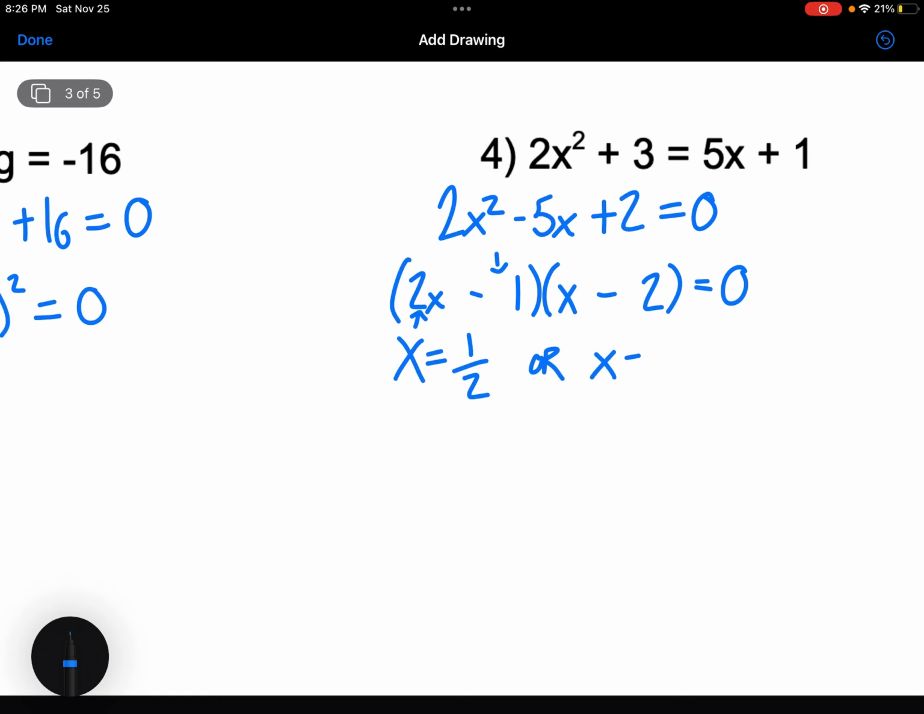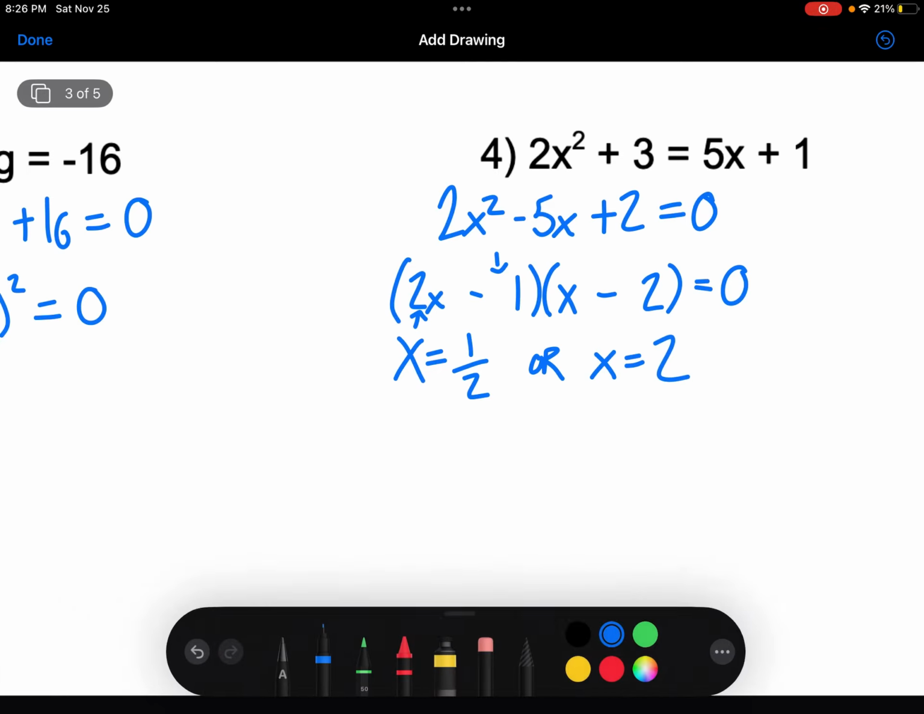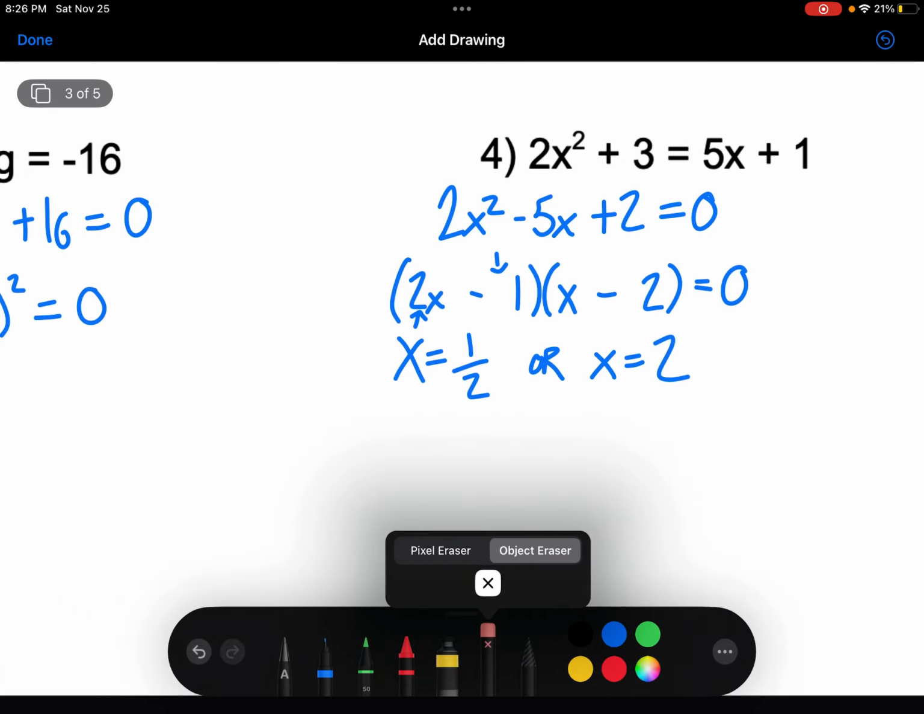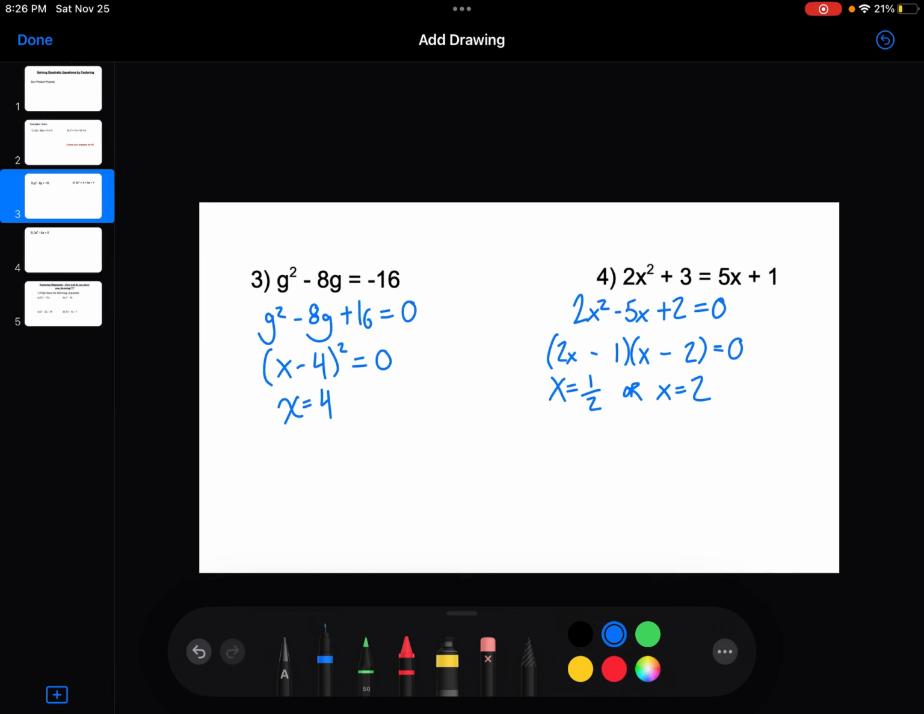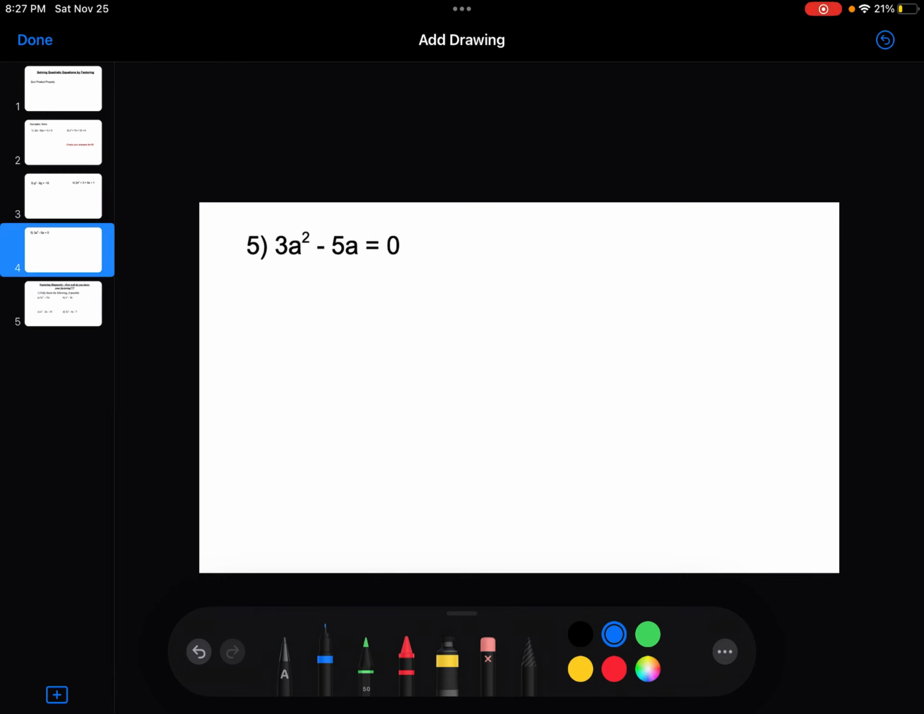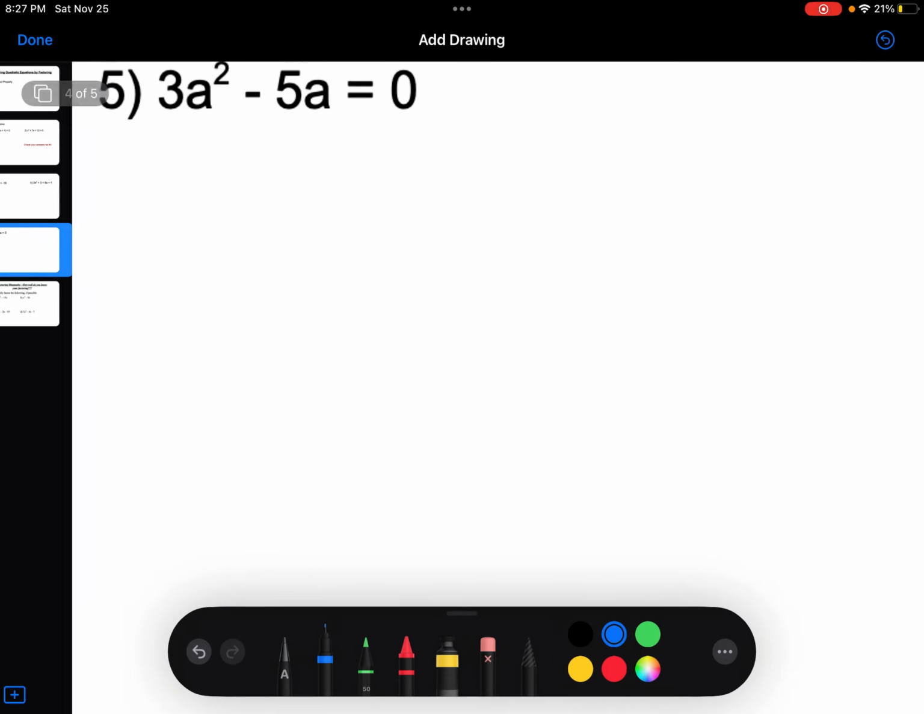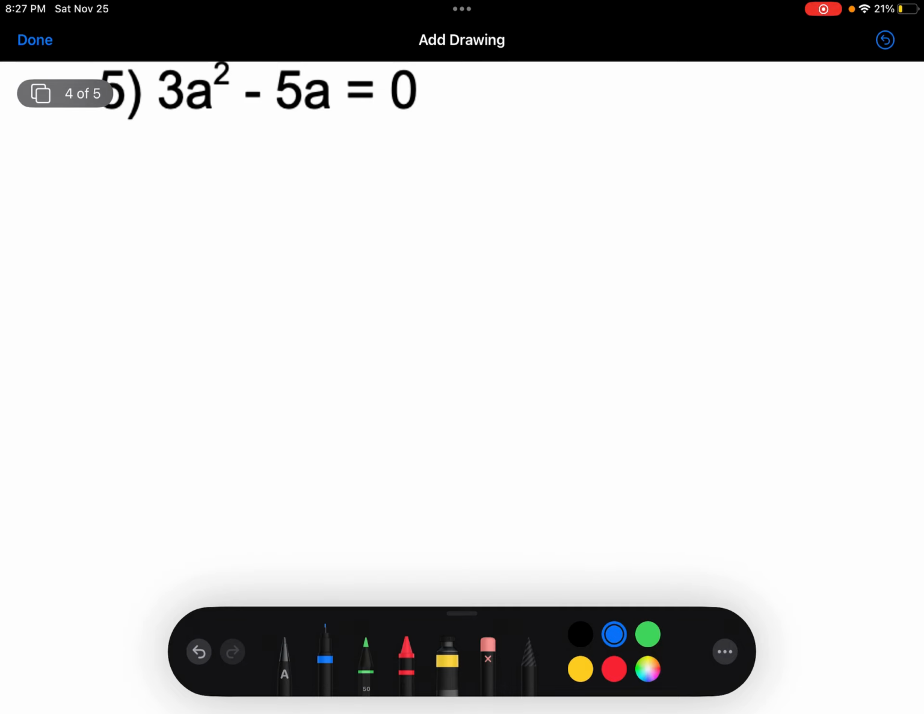Or x equals 2. Okay, the biggest part of this unit is getting back to factoring, getting back to understanding what's going on, how do we factor, okay? Because that's going to solve all of these equations for us. So let's look at this one. This one is actually super easy if you recognize the factor first.